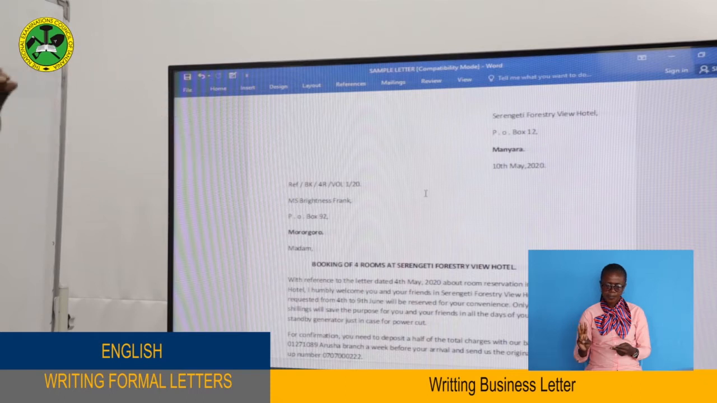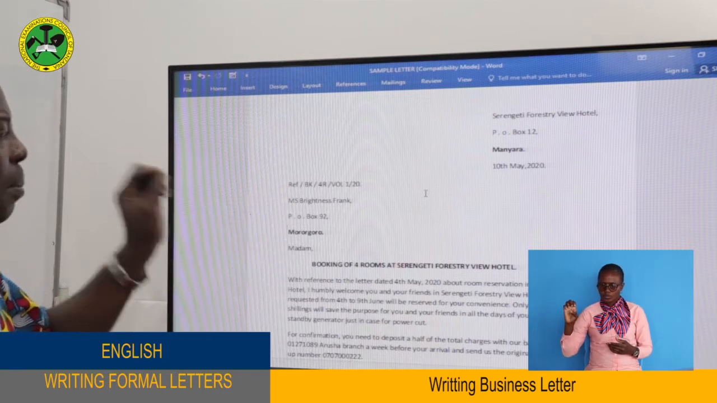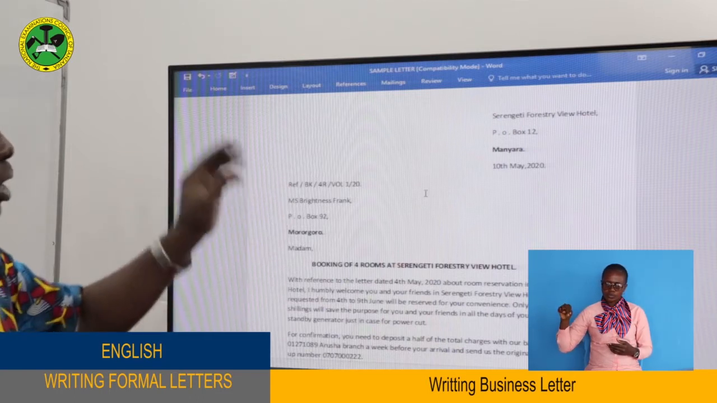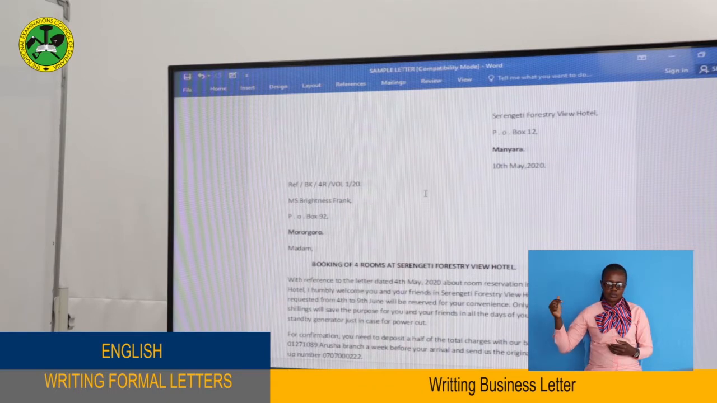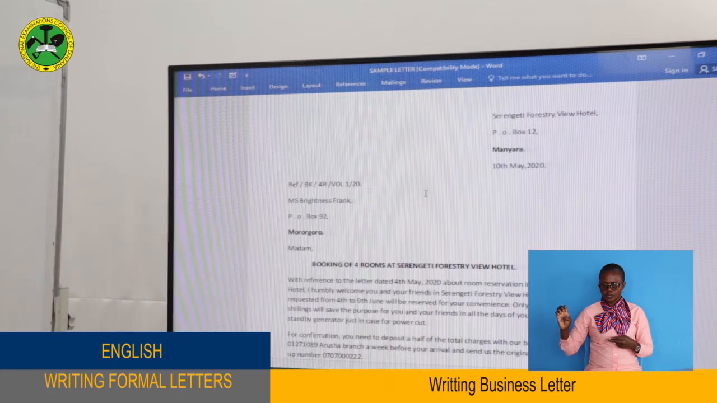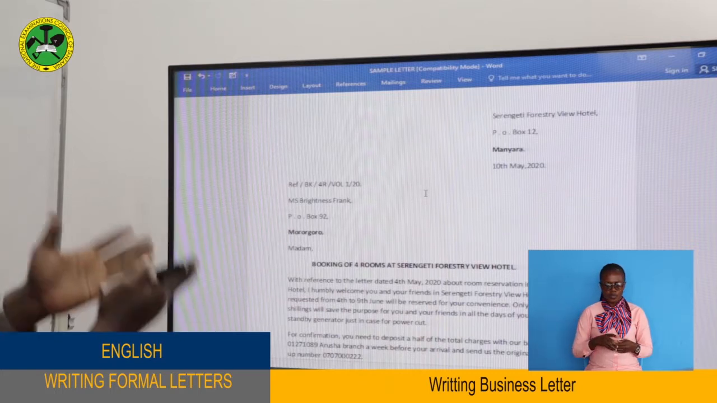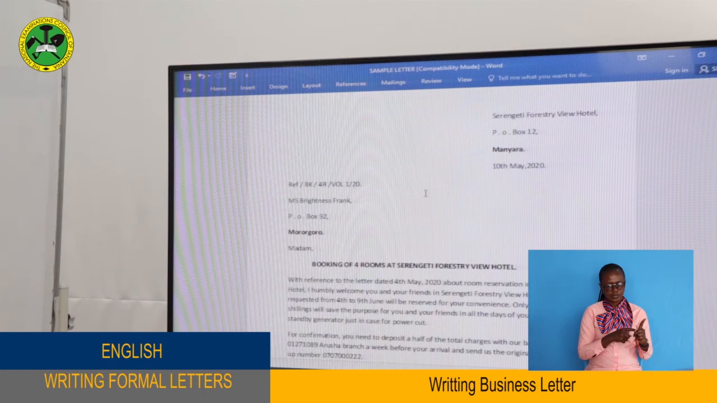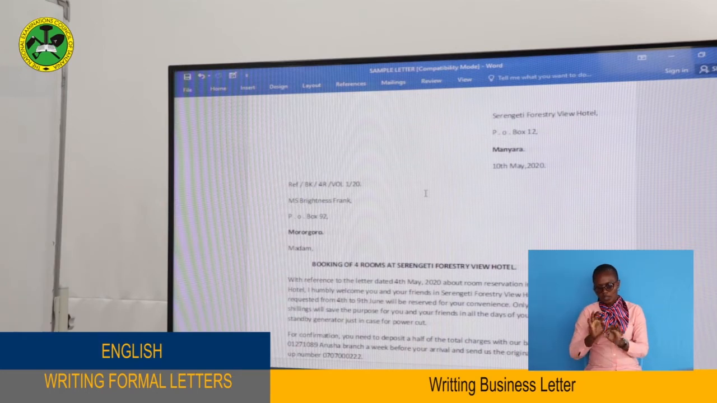There it reads Serengeti Forest View Hotel, P.O. Box 12, Manyara, 10th May 2020. Now when you read the address by itself, the way it looks is in block, and what follows is a date, and that is exactly the way we also discussed when we were demonstrating how the aspects of letter writing can be written.